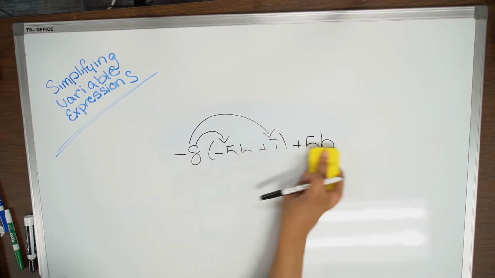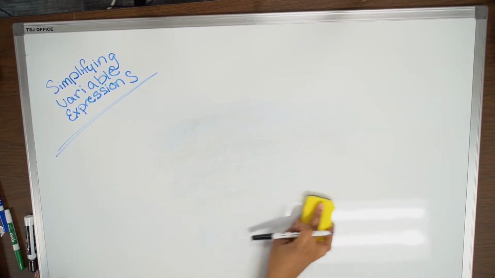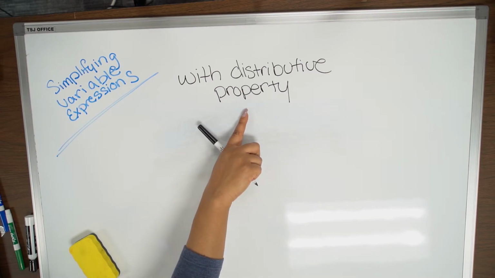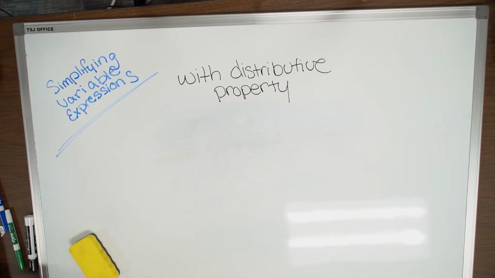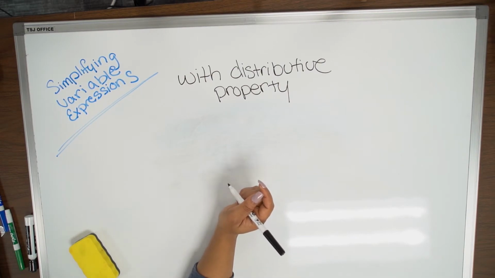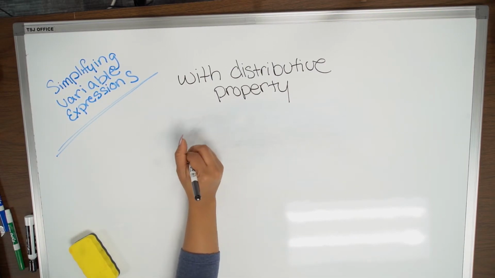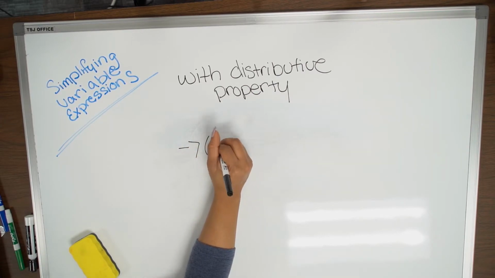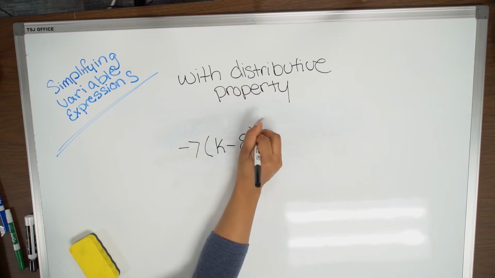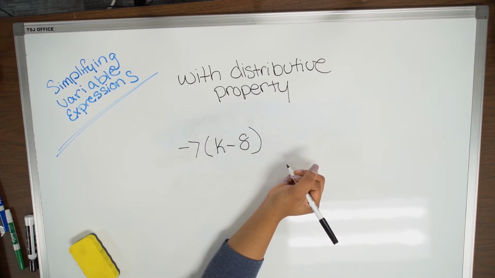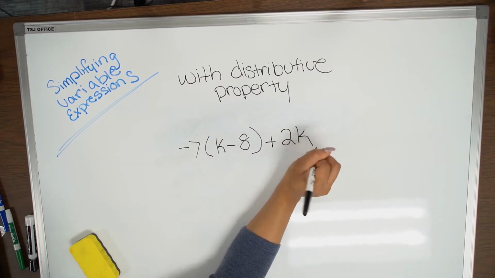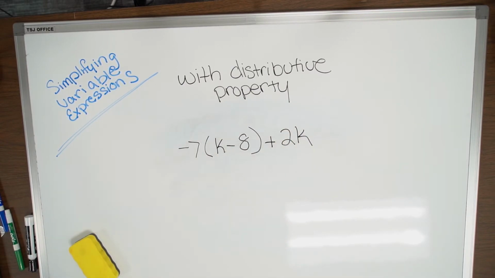All right, let's do another one with the distributive property. So we were simplifying variable expressions using the distributive property in the one we just did, so we're going to do another one where we have to use the distributive property. So let's do negative 7. We have k minus 8 in the parentheses, and then plus 2k. All right, so that is our problem.